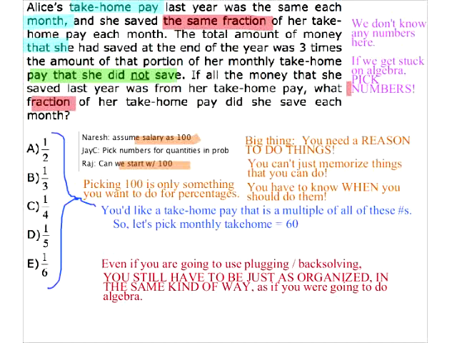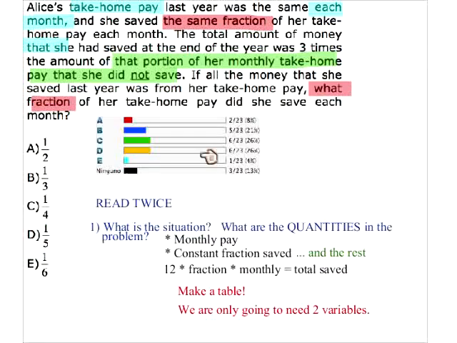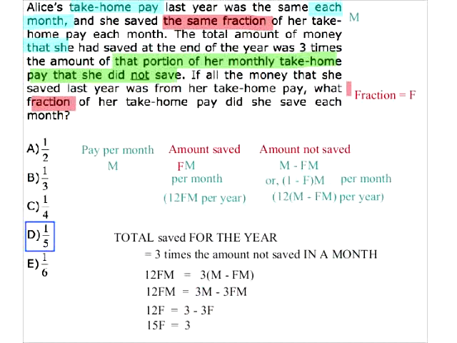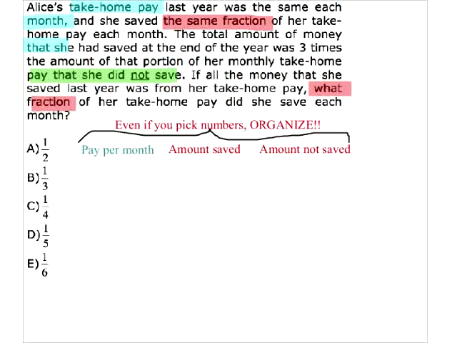So let's show this kind of solution, but again, you have to start by organizing in the same sort of way. All these things that we found out on the last slide, we still need these. So we still need to have the same kind of table here. Even if we're going to pick numbers, we still want that. So here's the problem. Again, just to be redundant for the sake of emphasis, you still need to do that, even if you pick numbers. Organize. Read twice. You've got to know what's going on.